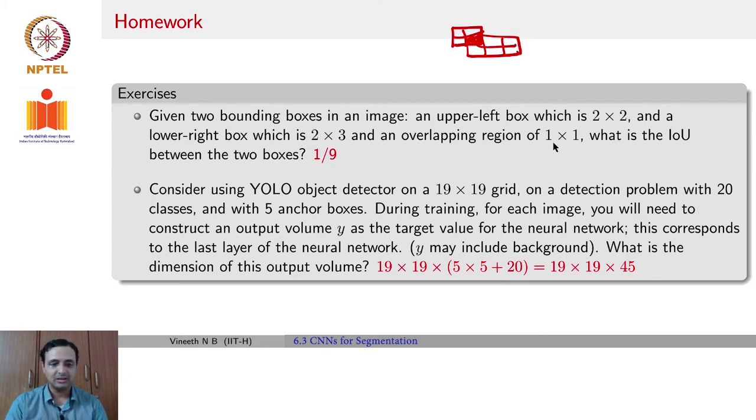And the second question: consider using YOLO on a 19 cross 19 grid, 20 classes, 5 anchor boxes. The output volume would be, remember we said it is S into S into 5B, that's the number of anchor boxes, plus C, the number of classes, and that's the final answer you get. We assume here that C, the number of classes, also includes the background. If you want to have background as a separate class, then you'll have to make C 21.